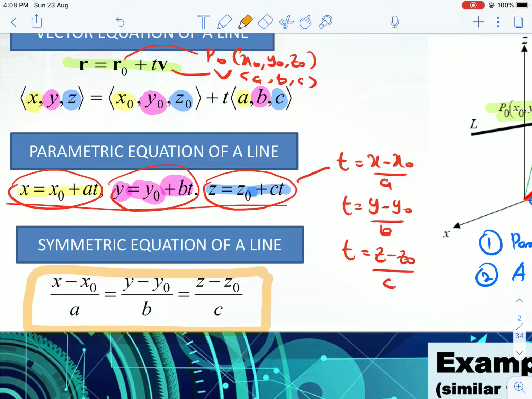So this is the symmetric equation: x minus x naught over a is equivalent to y minus y naught over b, which equals z minus z naught over c, because all of these are equivalent to t.